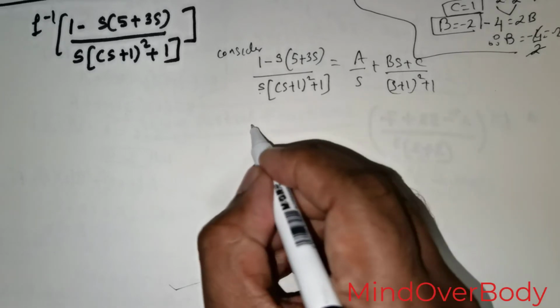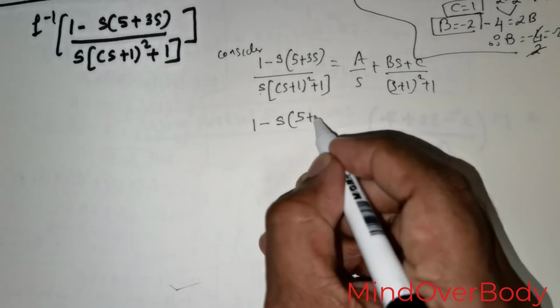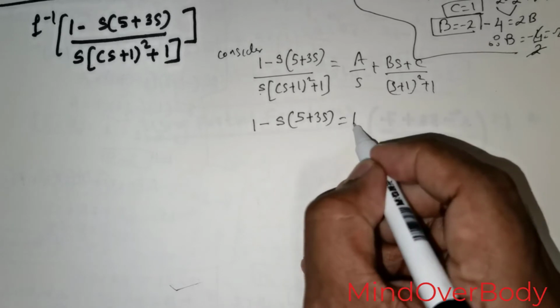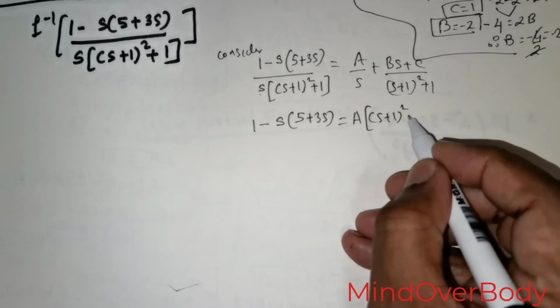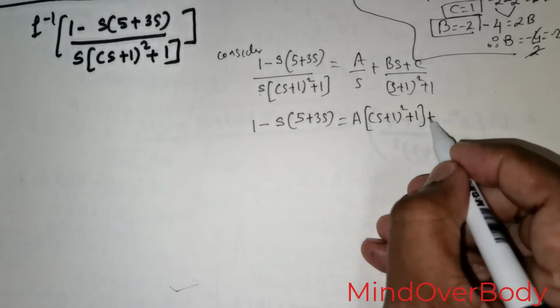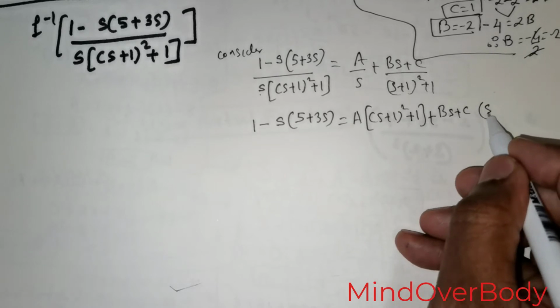Now cross multiplying, I get 1 negative S times 5 positive 3 times S is equal to A of S positive 1 raised to the power of 2 positive 1, positive B S positive C times S.